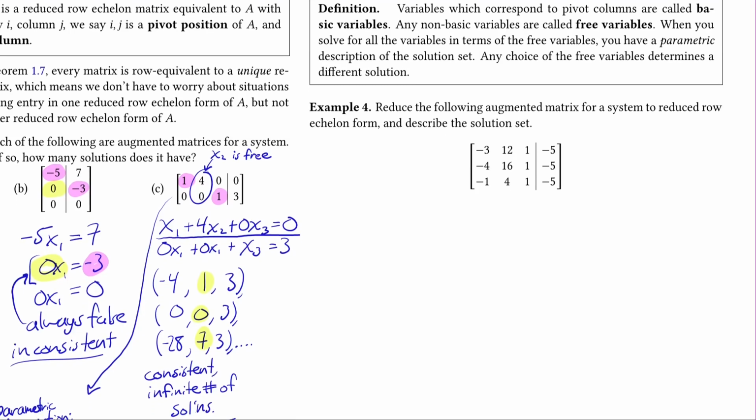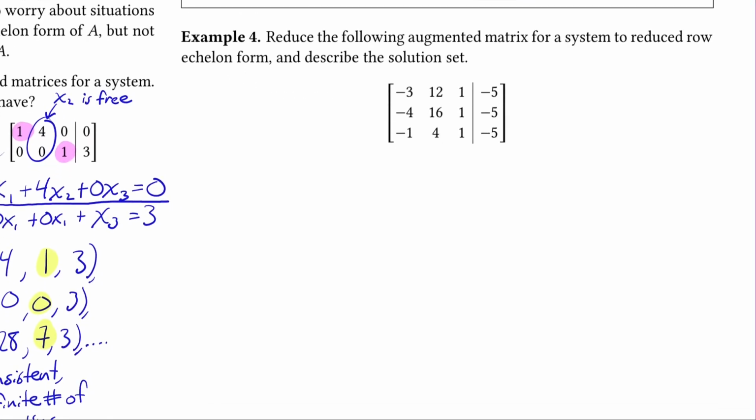Now let's look at example 4. We're going to reduce this augmented matrix to reduced row echelon form and then describe the solution set. So we're going to use the Gaussian elimination operations but in matrix row operation form. The first thing to do is to make it so the top row has an x1 coefficient of 1. You could do that by multiplying this whole row by negative 1/3, but then you're going to have some ugly fractions, and I don't want to deal with fractions.